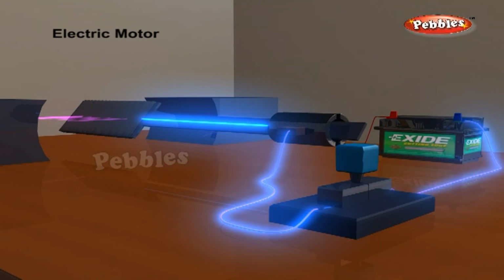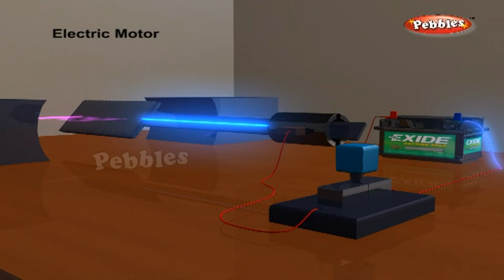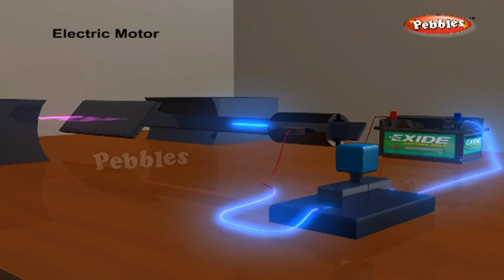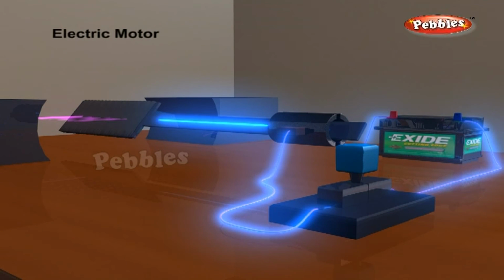Therefore, the current in the coil gets reversed and flows along the path DCBA. A device that reverses the direction of flow of current through a circuit is called a commutator. In electric motors, the split ring acts as a commutator.